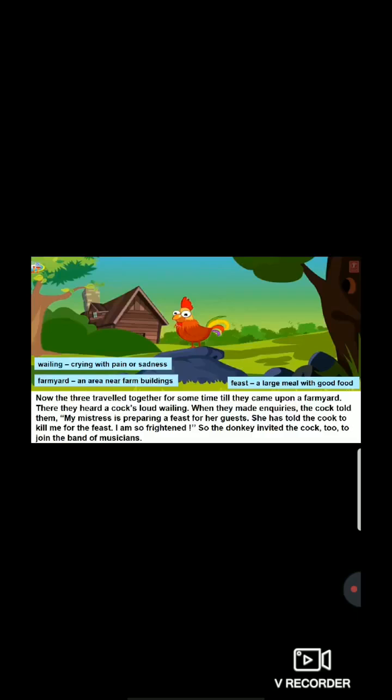Right? By hearing all this, the donkey said, you are also invited to come to the Bremen town to join the musicians, to join the band of musicians. Like that the donkey said to the cock.